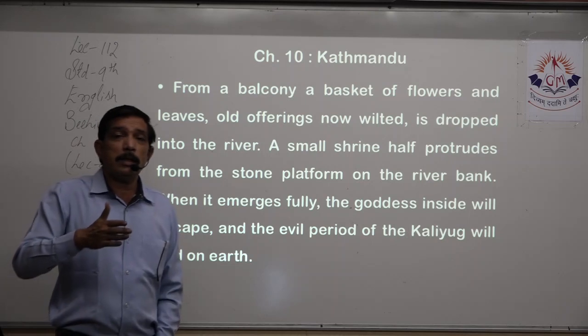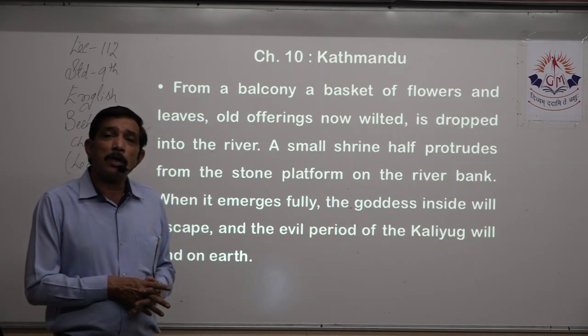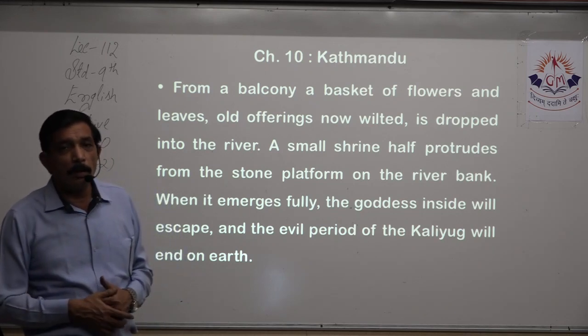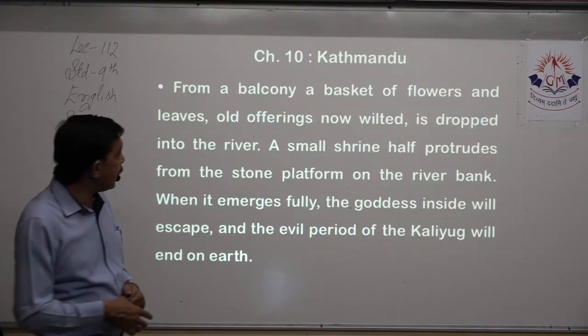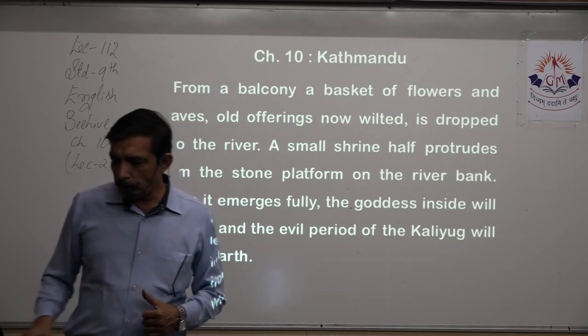One of the balconies is just over the river. So from the temple below, whatever flower offerings, withered flowers are there, they are thrown from the top of the balcony into the river directly. So all these small observations are seen by the author.